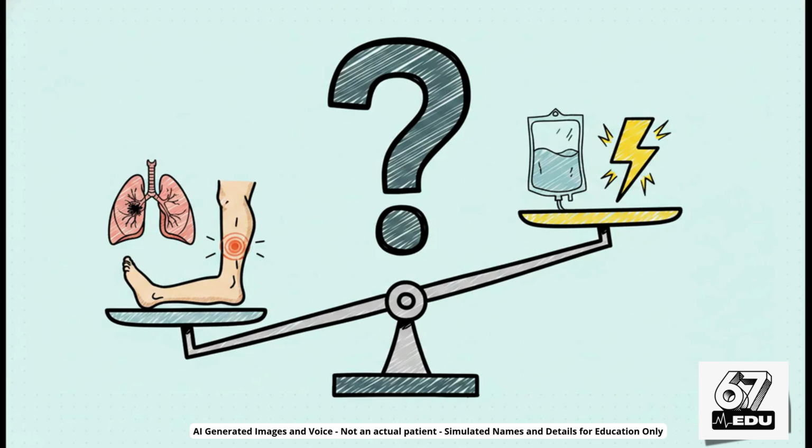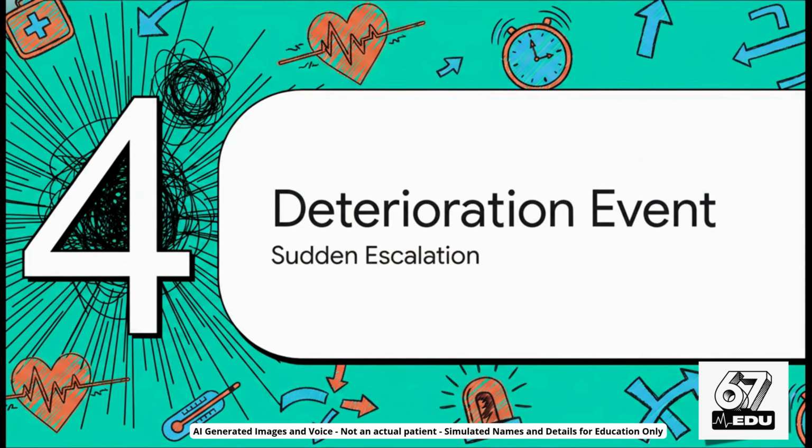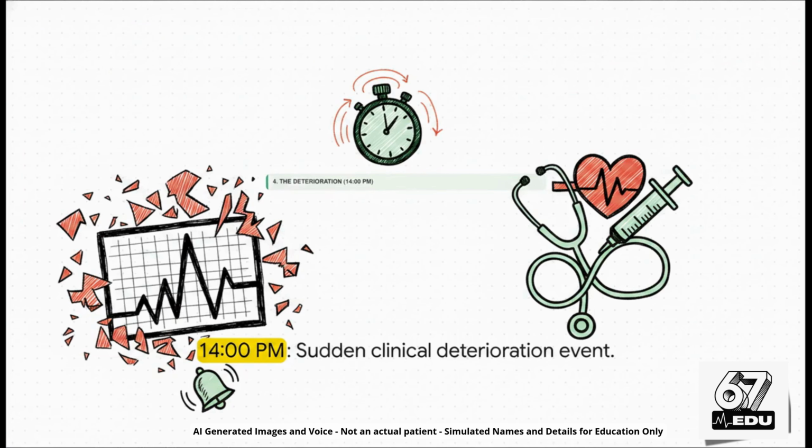So now we're staring down a massive diagnostic dilemma. On one side, we have super compelling evidence for PE, the pleuritic pain, the tender calf, the high clotting risk. On the other side, glaring evidence of a severe electrolyte crisis driven by massive fluid loss. So what do we treat? The clot or the crashing electrolytes? The terrifying reality is both of these can cause sudden cardiac arrest. Which brings us to Section 4, the deterioration event. Because at exactly 1400 hours, this goes from a theoretical dilemma to an absolute real-time emergency.